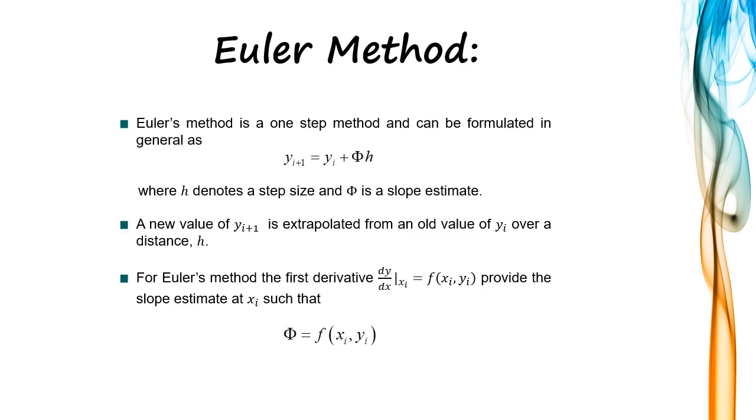Okay, for Euler method. Euler method is a one-step method that can be formulated in general as y(i+1) is equal to y(i) plus phi h, where h is the step size and phi is a slope estimate. A new value of y(i+1) is extrapolated from the old value of y(i) over a distance h. For Euler's method, the first derivative dy/dx is equal to f(x,y), and f(x_i, y_i) provides a slope estimate at x_i such that phi is equal to f(x_i, y_i).